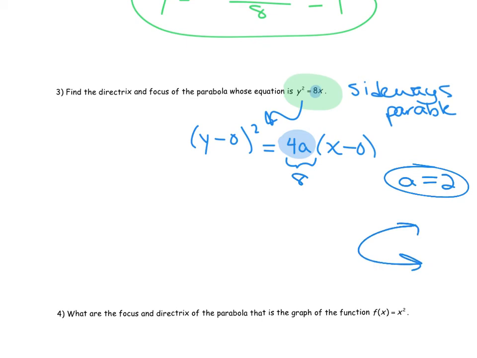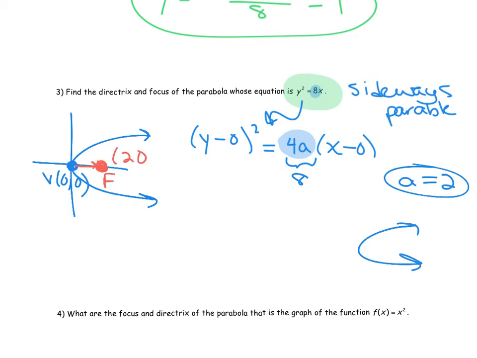So let me sketch that out. We know the vertex is at 0, 0. We know this thing is facing to the right. a is equal to 2, so the focus is going to be 2 units to the right. So there's my focus at 2, 0. The directrix is the opposite direction from the vertex with respect to the focus. So if the focus goes to the right, the directrix is going to be on the left.